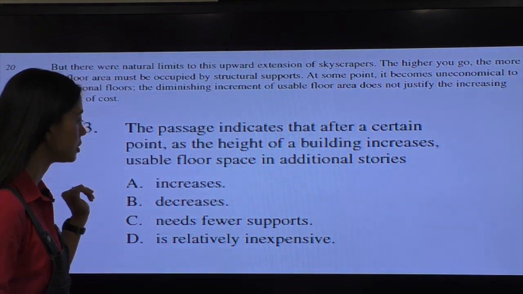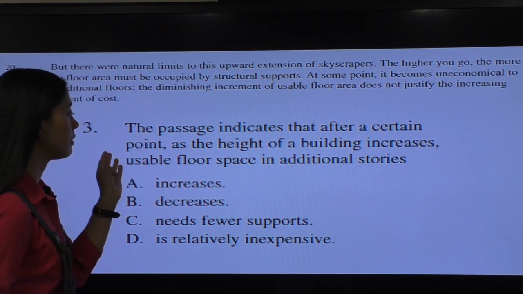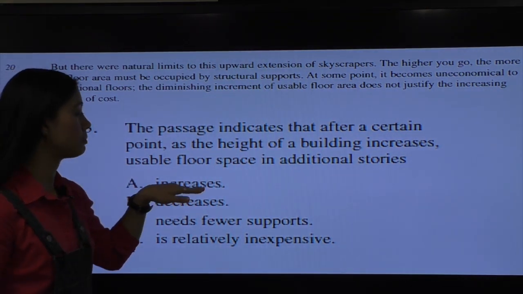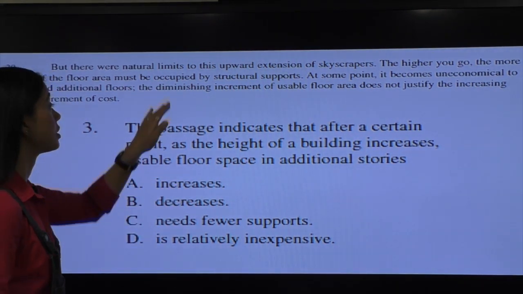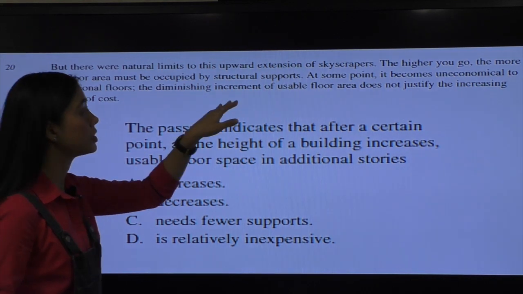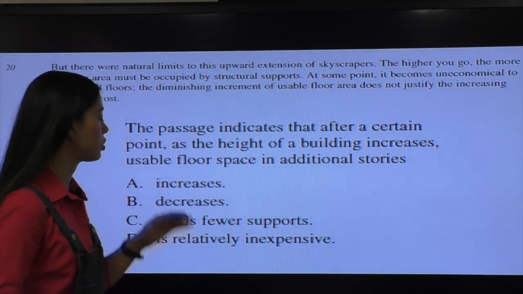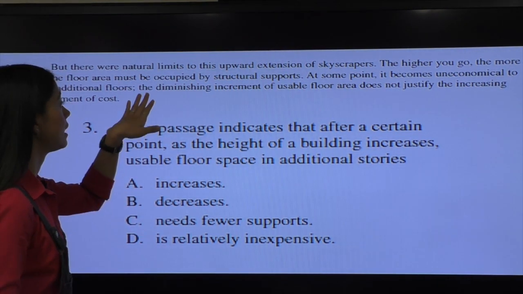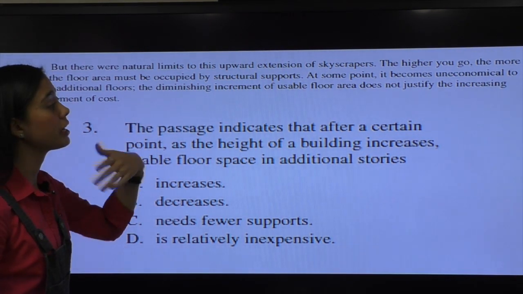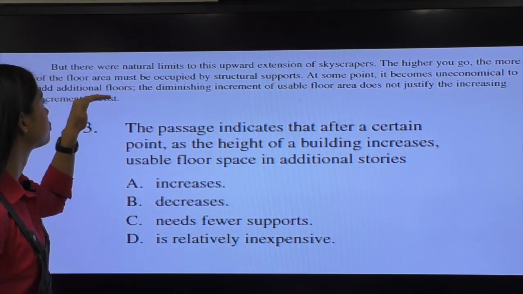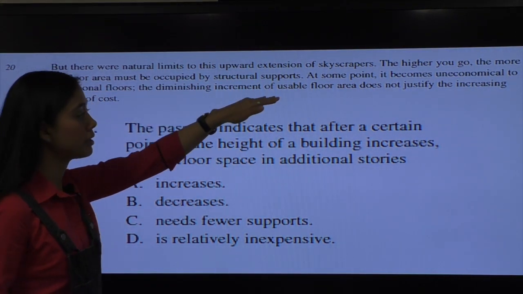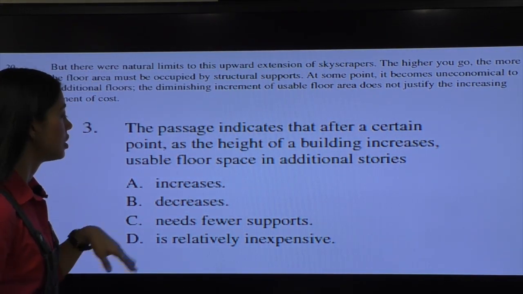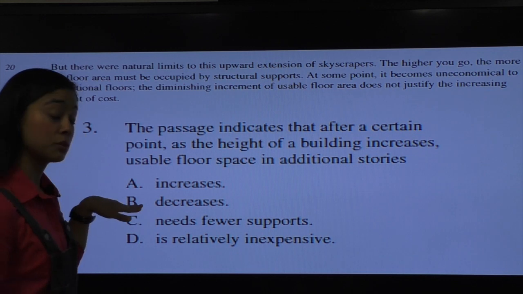So if we go through the options, as the height of a building increases, option A says that usable floor space increases, but that is not true because we see that there's a diminished amount of usable floor area. So A is not an option. B decreases, as we can see in the sentence that says at some point it becomes uneconomical to add additional floors. The diminishing increment of usable floor area does not justify the increasing increment of cost. So in this case, that's why B is one of our options.